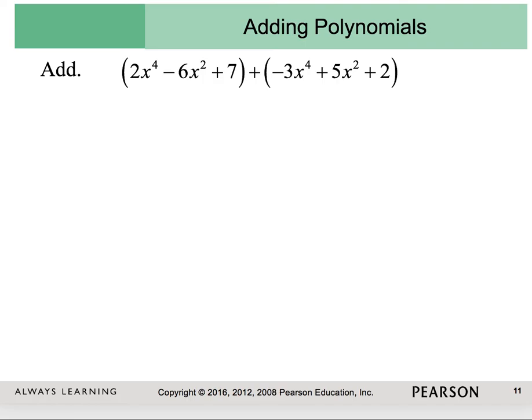Okay, now this one's already got it written for us with the plus in between there. But notice here's a trinomial. We're adding another trinomial too. Since there's pluses outside the parentheses, I can just drop those parentheses. They're not needed for anything if there's just a positive 1 in front.